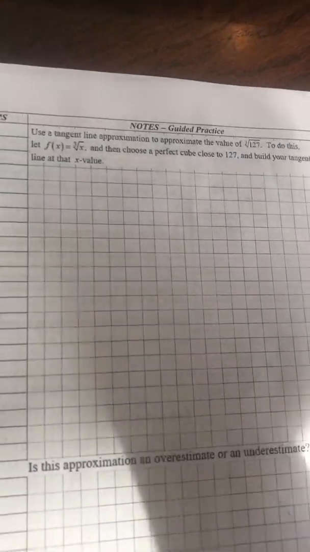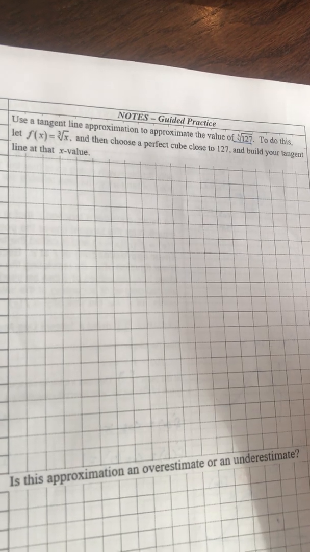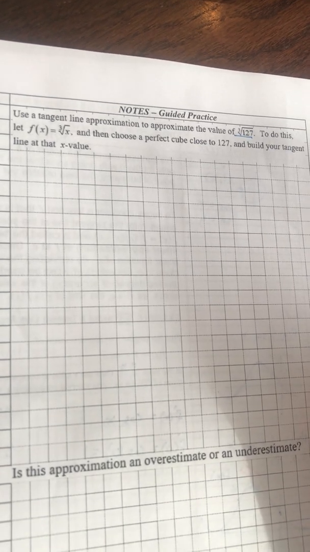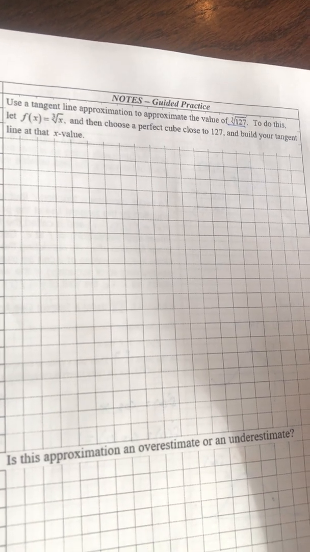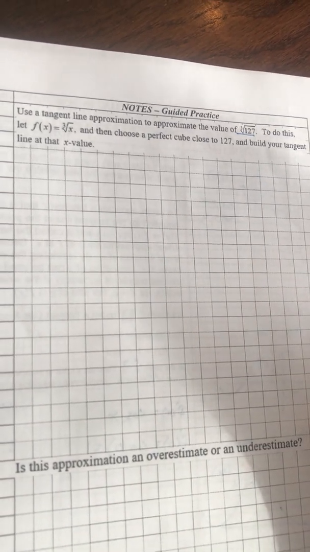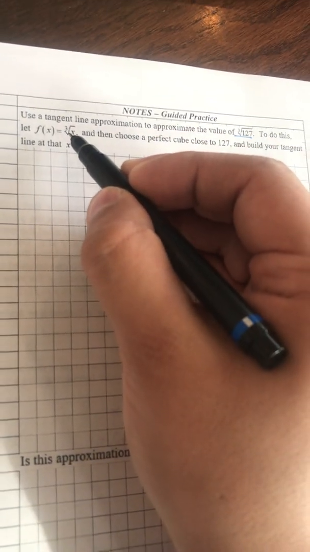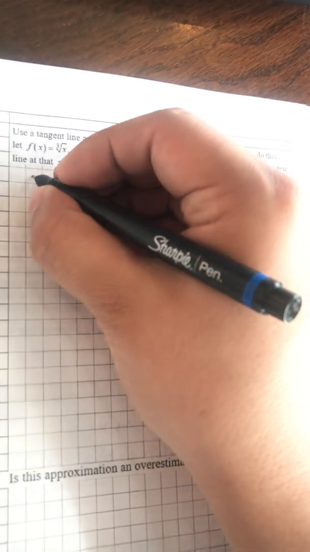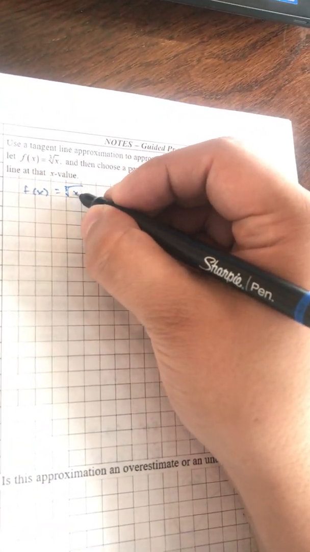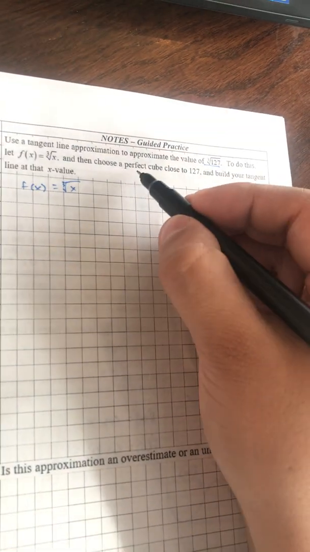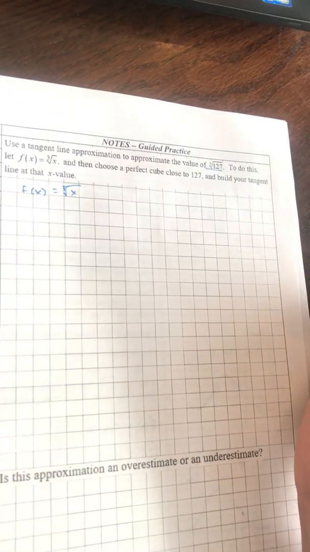So the next one, we are approximating this value. That's what we're trying to approximate: the cube root of 127. Now in your head, you're thinking, how can we do that in our head, right? Well, we're going to make a tangent line. So it's basically saying to use that as a function. So now we have our function f of x equals the cube root of x, and then choose the perfect cube closest to that.